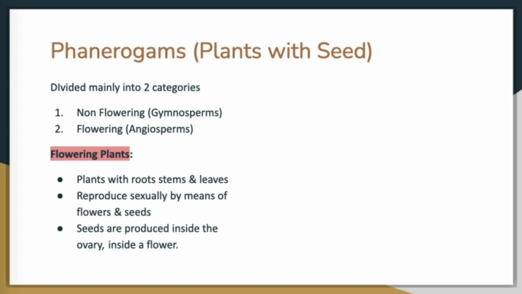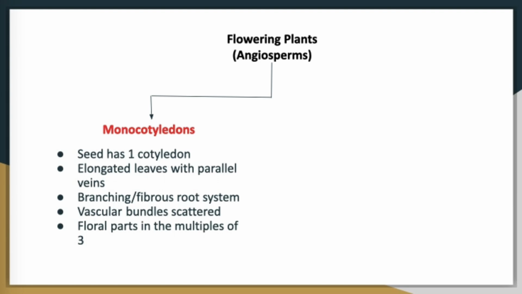Now we're moving on to flowering plants. Plants with roots, stems, and leaves. They reproduce sexually by means of flowers and seeds. Seeds are produced inside the ovary, inside a flower. We have monocotyledons, which are shortened as monocots. They have a seed that has only one cotyledon, elongated leaves with parallel veins, and a branching or fibrous root system. They have vascular bundles scattered and flower parts in multiples of 3.